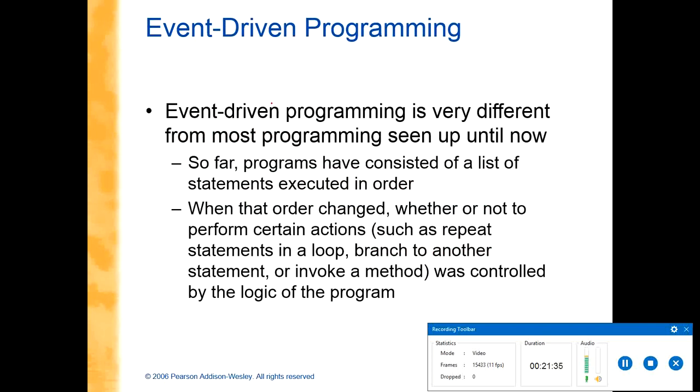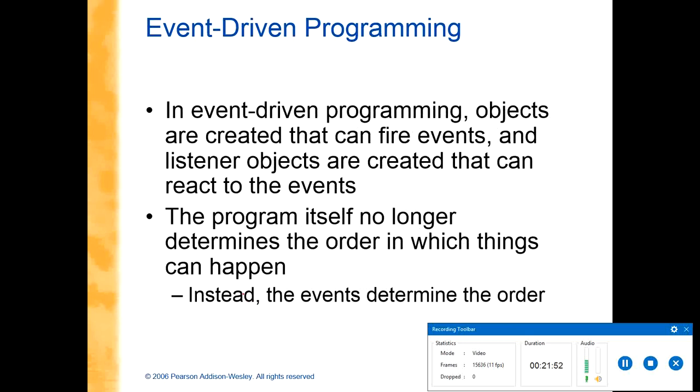Event driven programming is very different from most programming seen up to now. So far programs have consisted of a list of statements. Whether the order is changed, or whether certain actions are performed, like in looping and branching, it was controlled by the logic of the program. But event-driven programming is quite different. In event-driven programming, objects are created that can fire events, and listener objects are created that can react to the events.